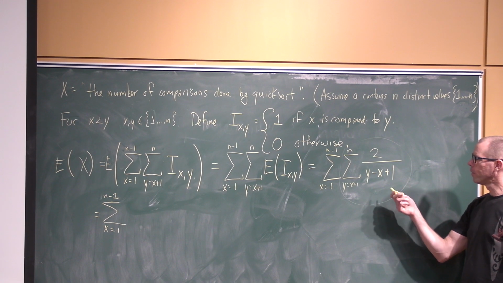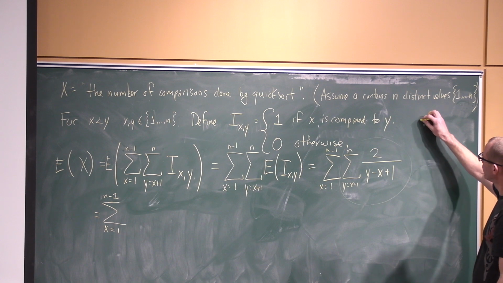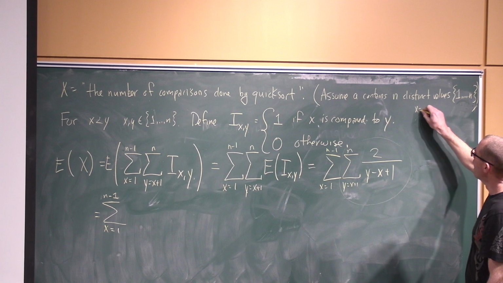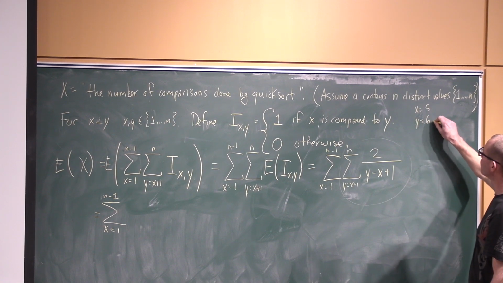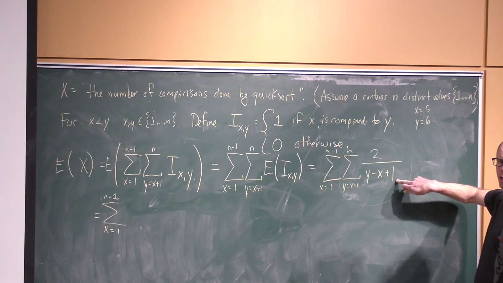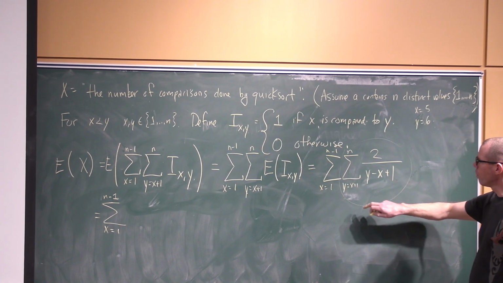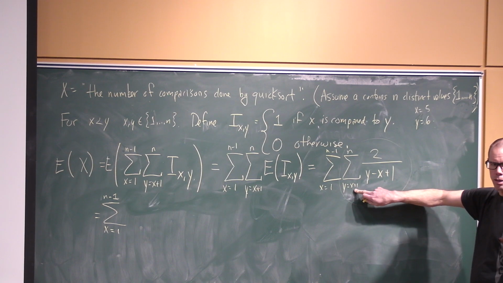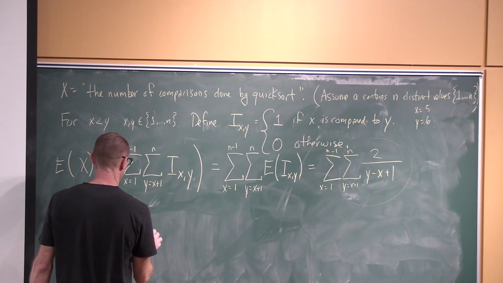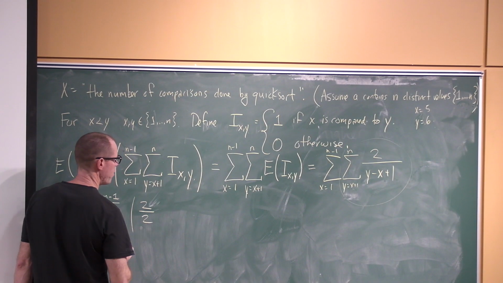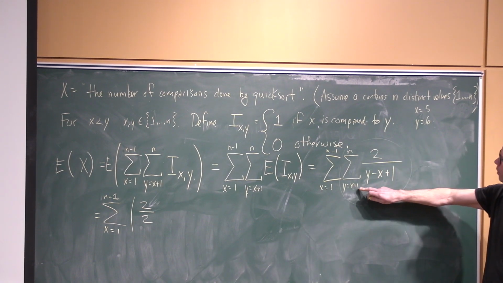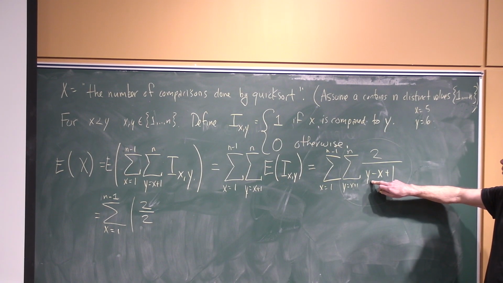Two. Right. So if x equals 5, y equals 6, then this is 6 minus 5 plus 1. And that's the first thing, right? If x equals 5, we start counting at 6 here. So the first term in there is 2 divided by 2. Next time through, y is equal to x plus 2.